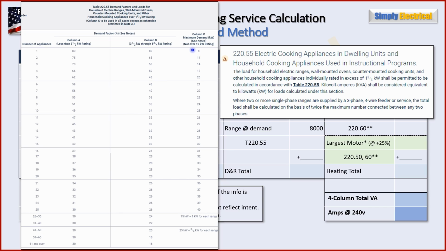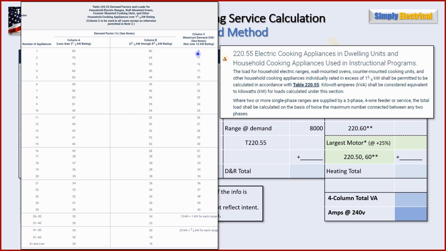It says column C is for not over 12 kW rating. So that's the max limit on the high side. Getting back though to column B, well, A was 1 3/4 kW to 3.5 kW. B is 3.5 kW through 8 3/4 kW. And then column C is anything 12 kW and under. You can use column C for anything 12 kW and under if you want.